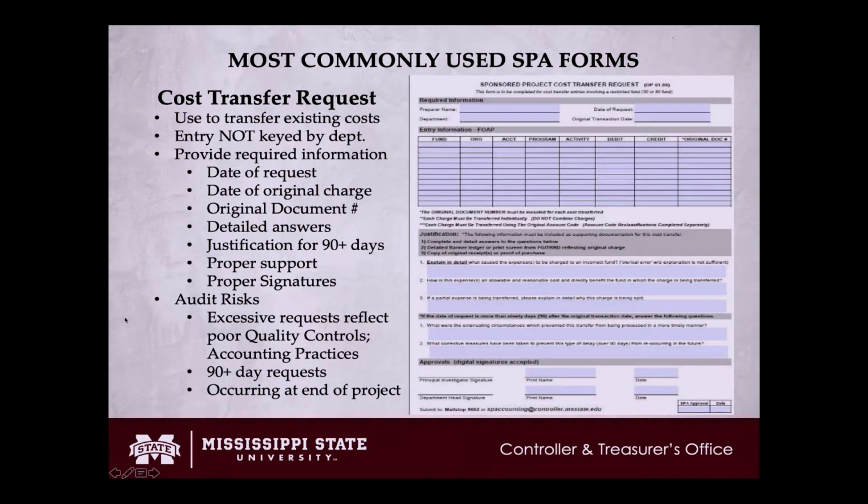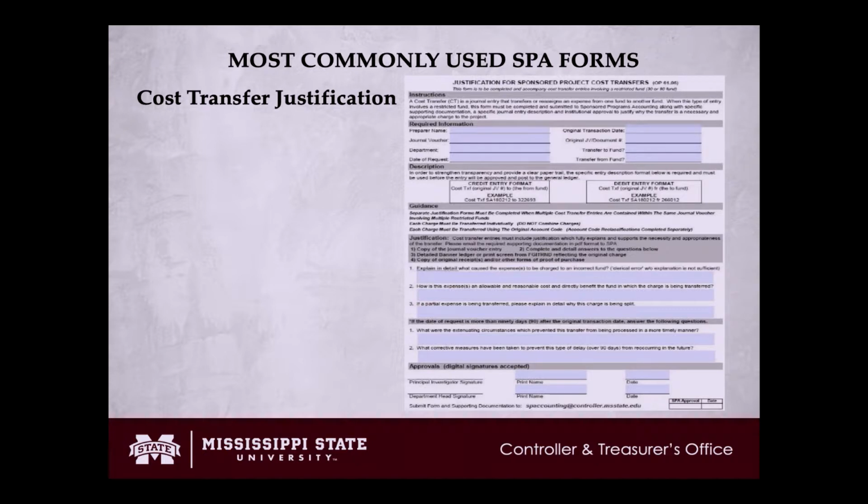Just a little bit about cost transfers. As I mentioned earlier, excessive cost transfer requests do increase audit risk. It also reflects poor quality control and accounting practices within your department. So you want to do your best to minimize cost transfers, and the best way to do that is by making sure you're charging it to the accurate fund or the appropriate fund in the beginning. And we certainly want to discourage any cost transfers at the end of a project. This simply looks like you're only trying to spend the money, and that is something that auditors look for.